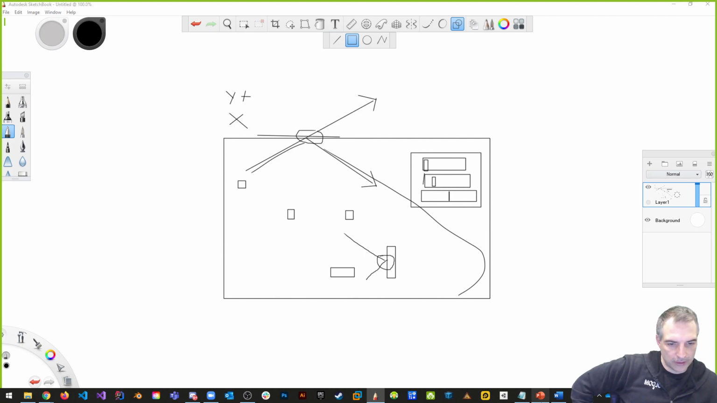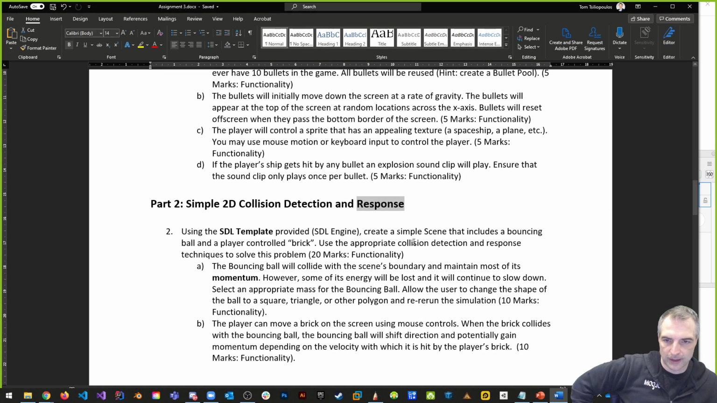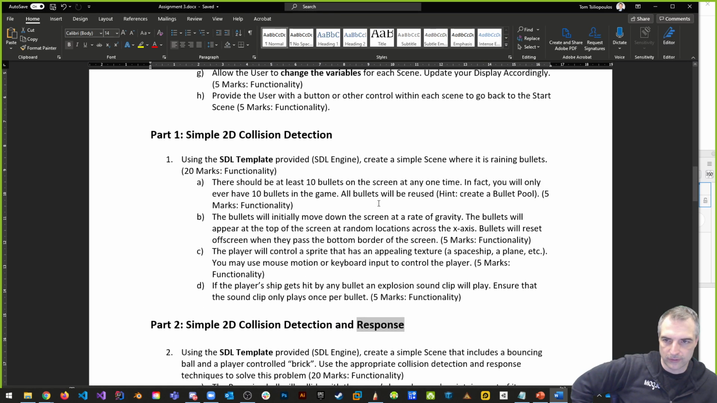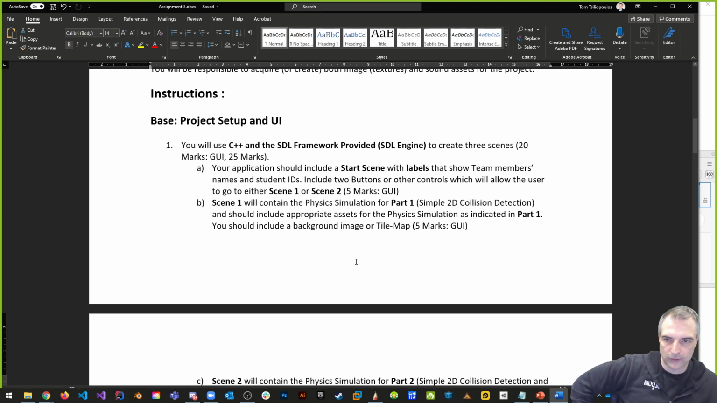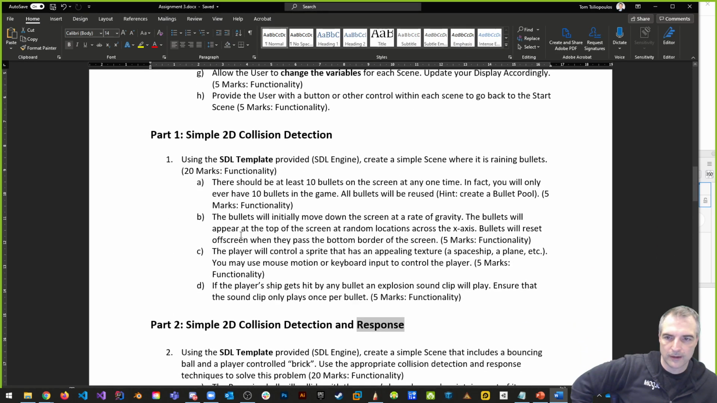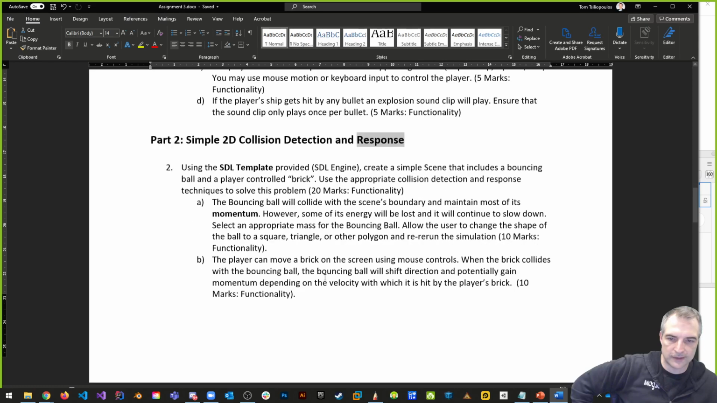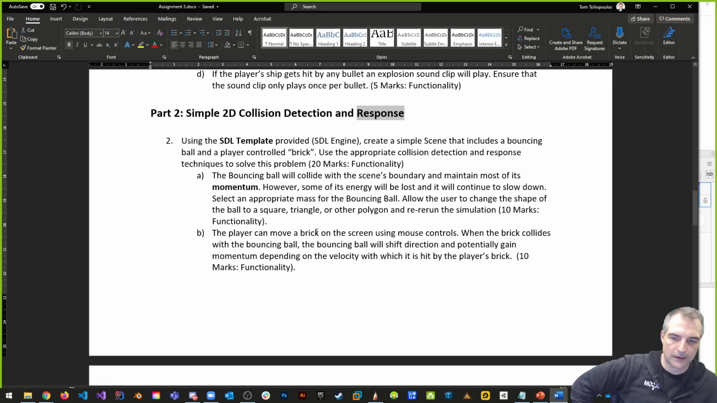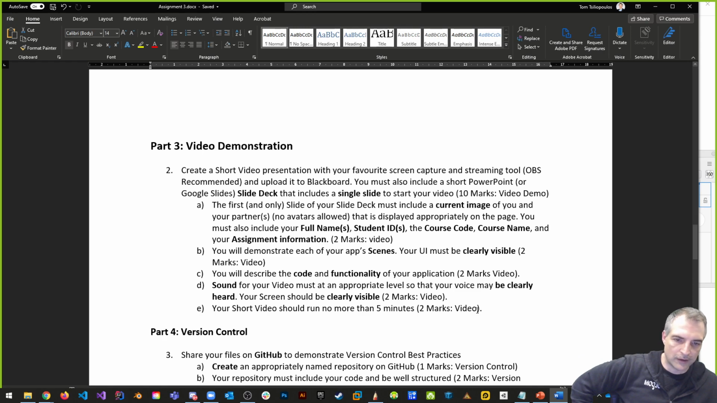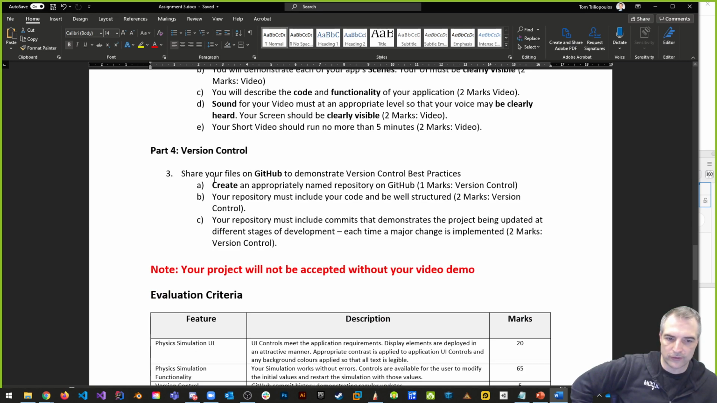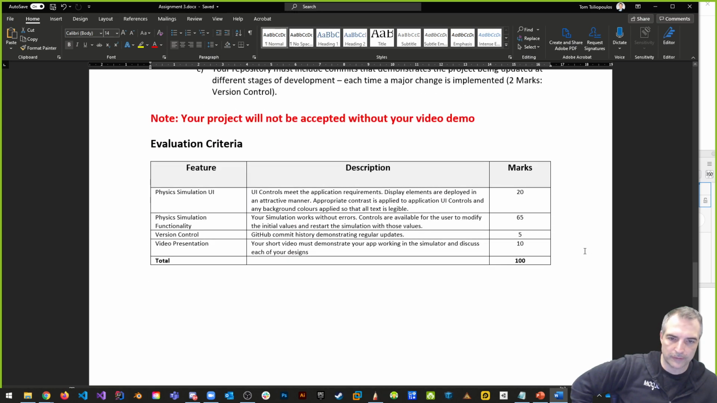Okay, so that is really your assignment 3. Again, there's three scenes. There's the starter scene, which is your menu scene, your dashboard. There's scene number 1, which is basically getting you to do simple collision detection, and scene number 2, which does collision detection and response. And that's what you've got in here. Finally, there's a video demonstration. Again, this allows you to talk about your code, your algorithms, and how your game functions. And then, of course, I'm looking for version control as normal. The whole thing is out of 100 marks as before. Okay. Any other questions around the assignment before we move on?